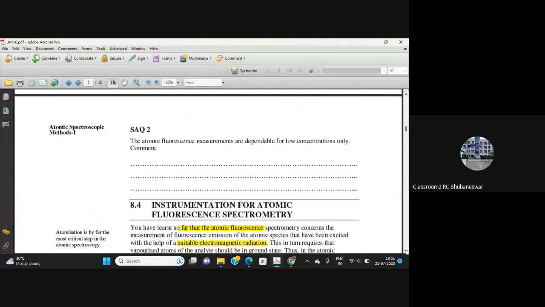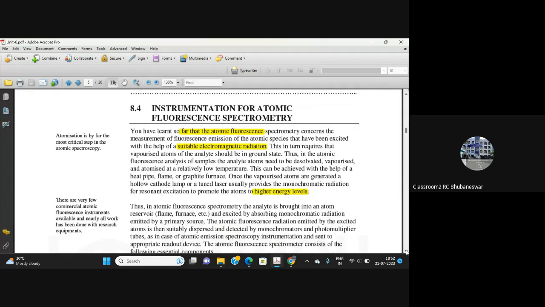So, instrumentation for atomic fluorescence spectrometry. So far you have seen that atomic fluorescence spectrometry concerns the measurement of fluorescence emission of the atomic species that have been excited with the help of suitable electromagnetic radiation. This in turn requires that vaporized atoms of the analyte should be in the ground state. Then only excitation will happen.